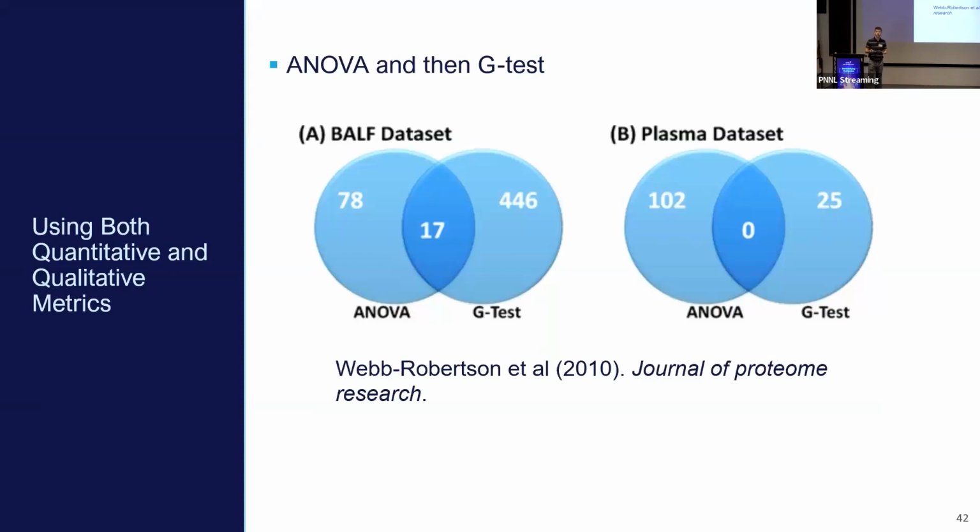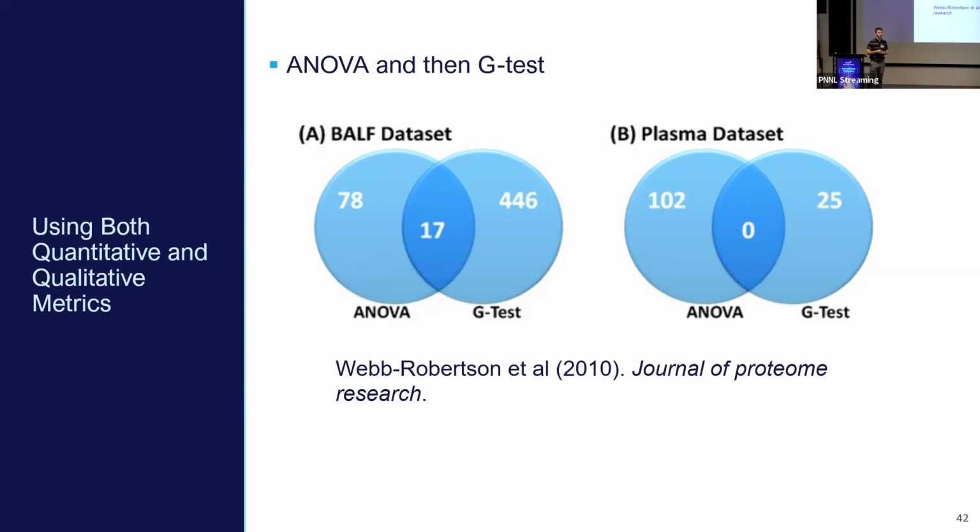But we also can use both the quantitative and the qualitative. So we can run ANOVA and G-test to kind of try and cover our bases. If we, for example, in these data sets, we had enough samples. We had 78 samples to be able to run a quantitative and 446 to run the G-test, and there were 17 that were able to run both. In comparison with the plasma data set in this example, there were 102 that could be run using ANOVA, 25 using the G-test, and none that were found to be able to be used for both.